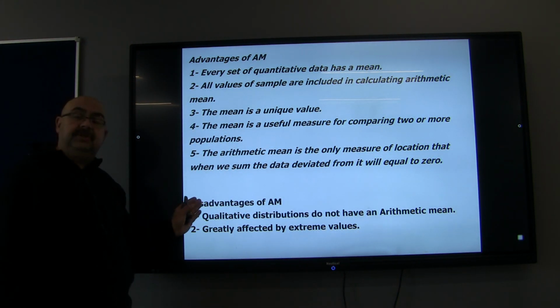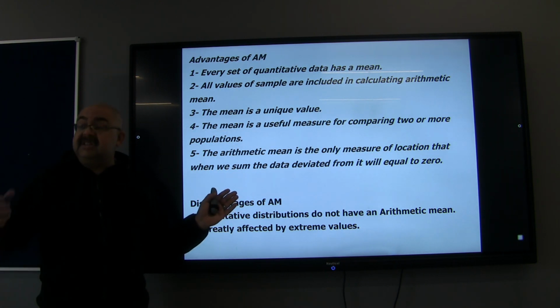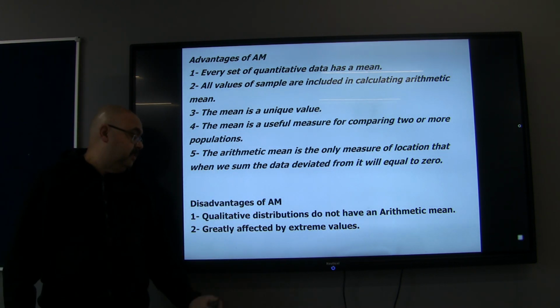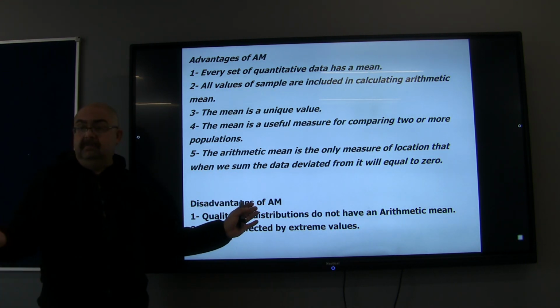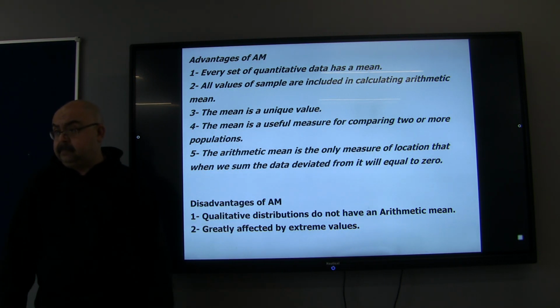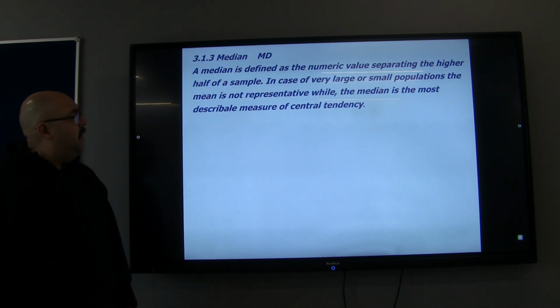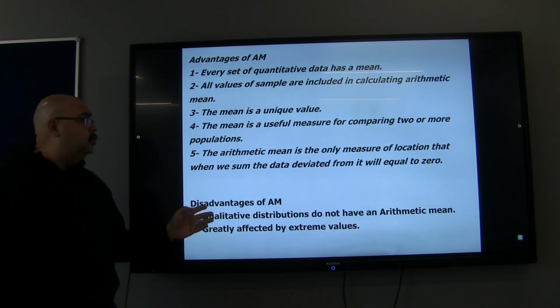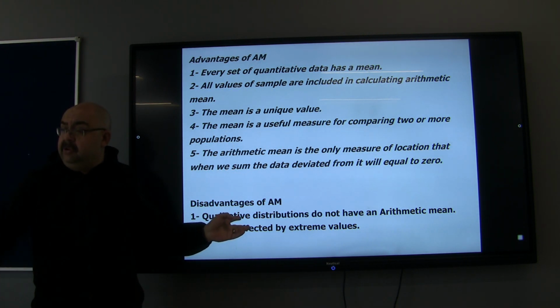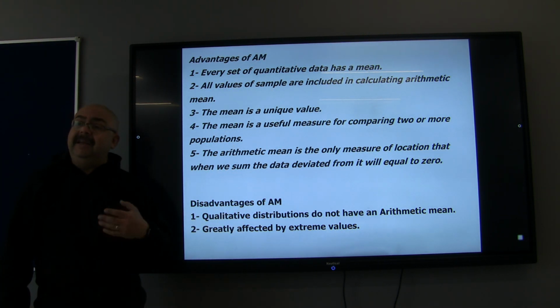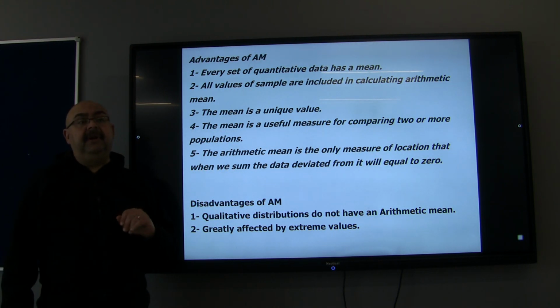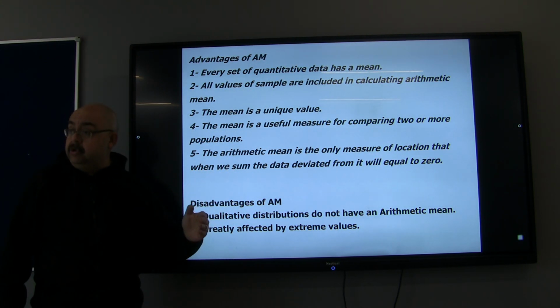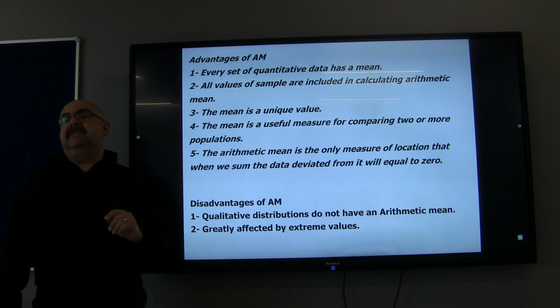So what are the disadvantages of the arithmetic mean? Number one, it is still greatly affected by extreme values. Also, qualitative distributions do not have an arithmetic mean. Another disadvantage: you can't evaluate the arithmetic mean for an open distribution. What does open distribution mean? If I tell you from 0 to 100, from 100 to 200, from 200 and above, you can't calculate the arithmetic mean.